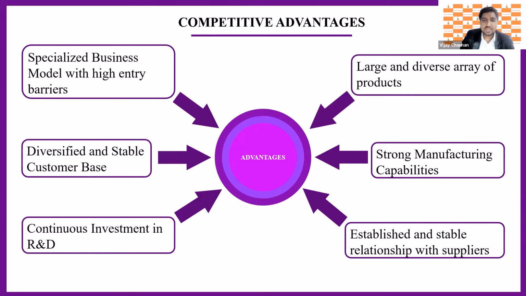There are 6 key advantages that we have outlined. First is the specialized business with a high entry barrier. Second is the diversified client base. Third is the R&D investment. Fourth is the large set of products. Fifth is the strong manufacturing capacities. And the last one is the strong relationship with the suppliers. So if we talk about the first point, which is a specialized business model and the high entry barriers.